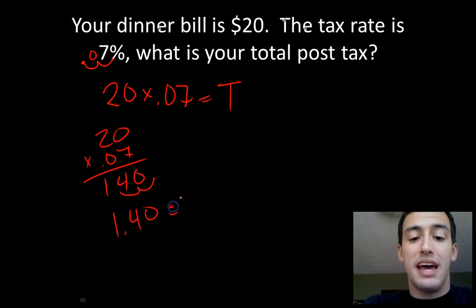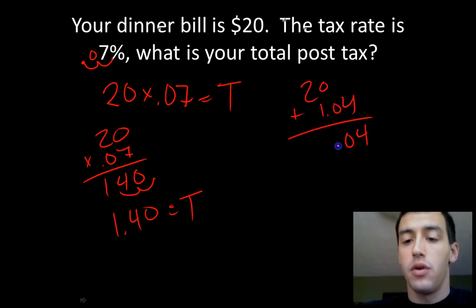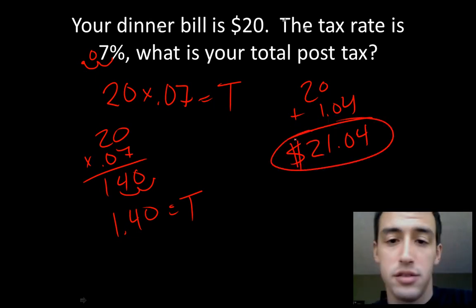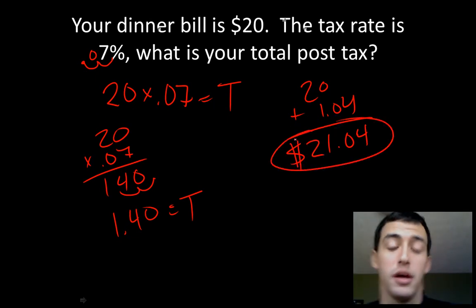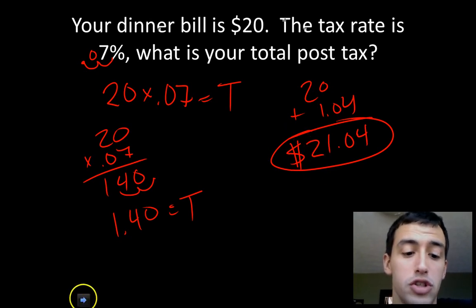Now that's what my tax is equal to. So I add that number to my 20. 20 plus 1.40, and you get $21.40. So that's how you do a tax type. Other things that could work with this would be tax and tip. Those would be two major things that you can do with these types. So just read the problem and see what you can apply this type of thing to.